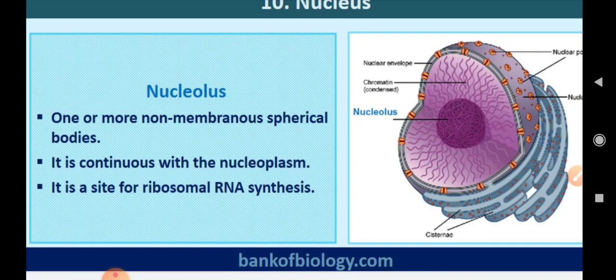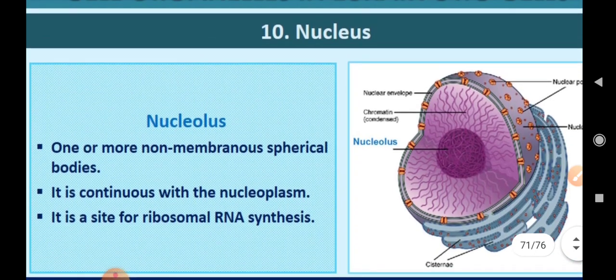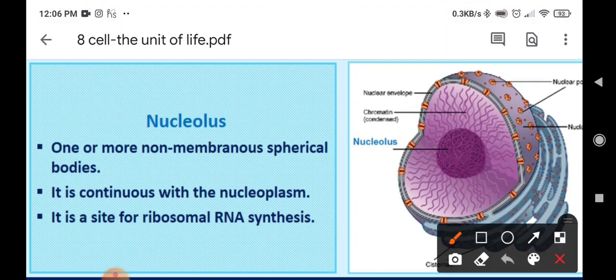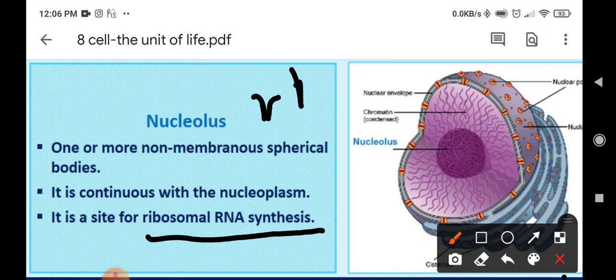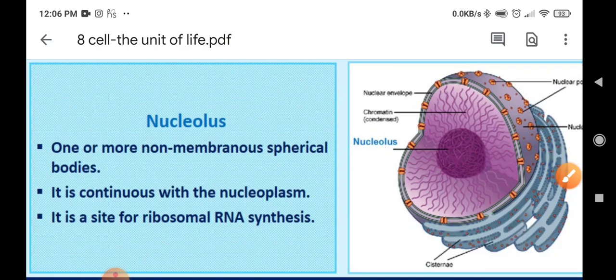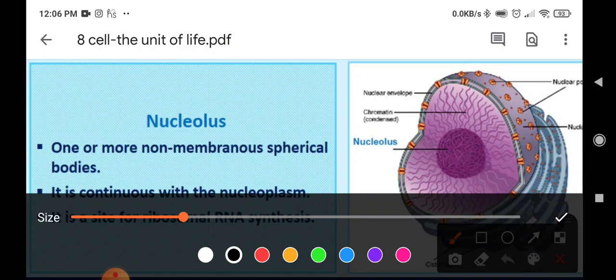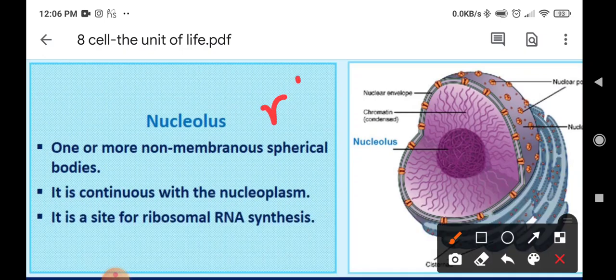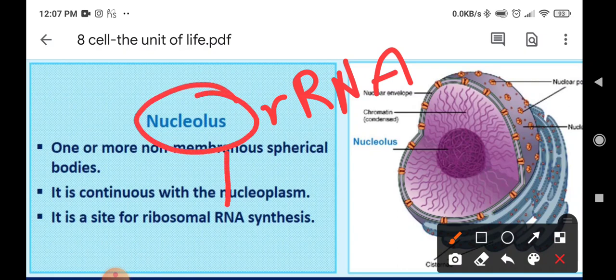This is the location for ribosomal RNA synthesis. This is very, very important. The nucleolus is the site for ribosomal RNA, written as rRNA. So it is the site for the synthesis of ribosomal RNA. This is a very important function.